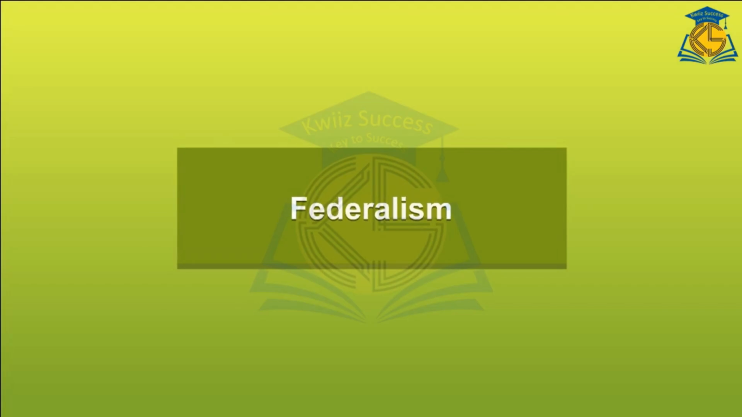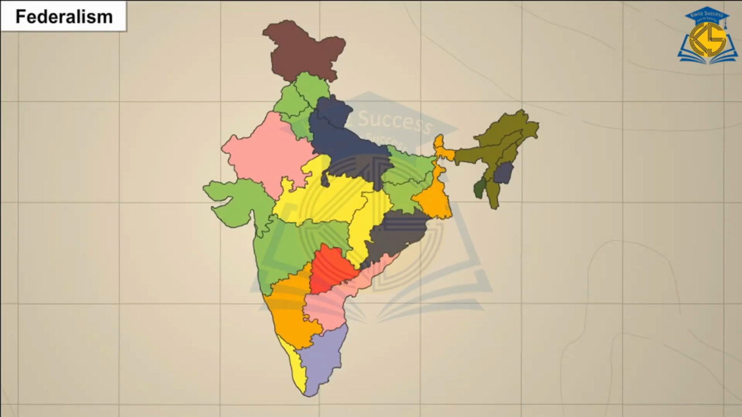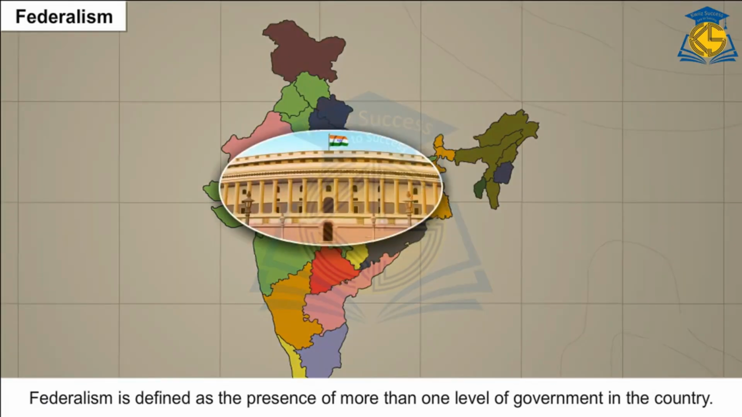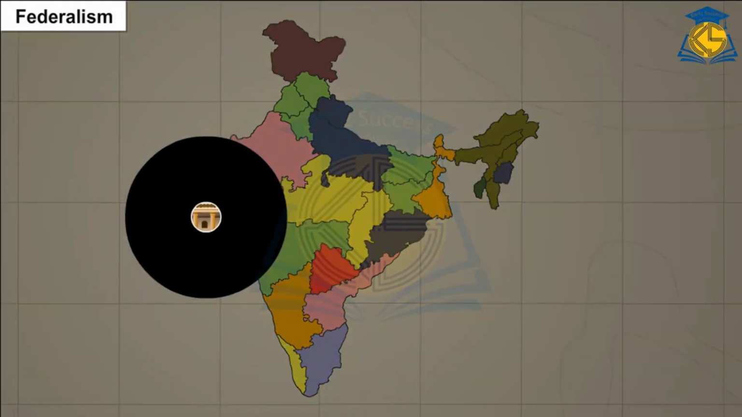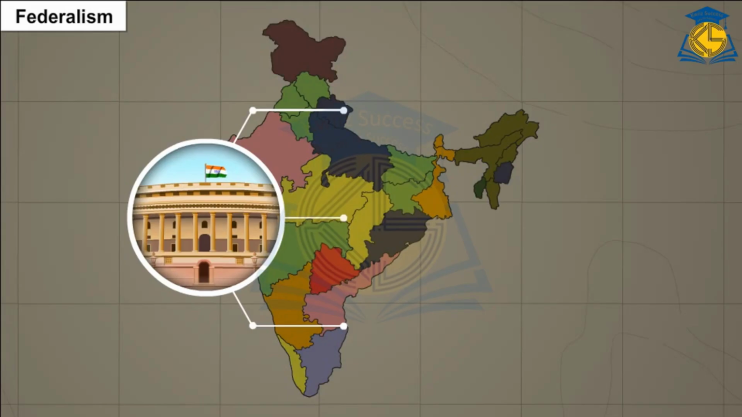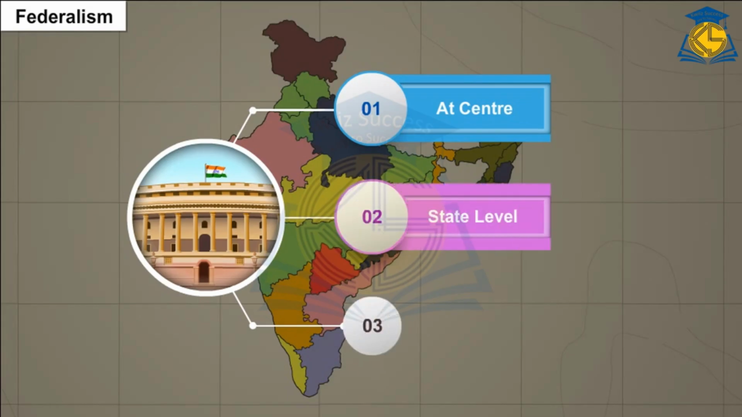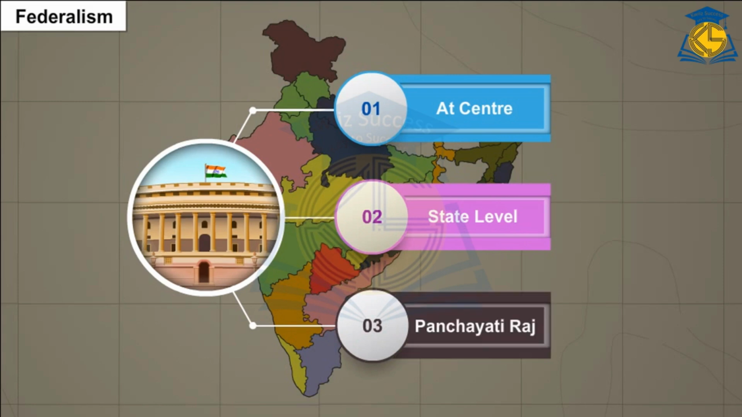Federalism. Federalism is defined as the presence of more than one level of government in the country. Example, in India, government is divided into first level at center, second level, state level, third level Panchayati Raj.